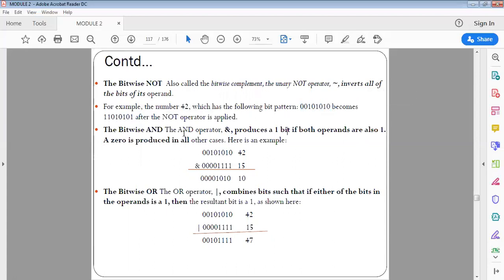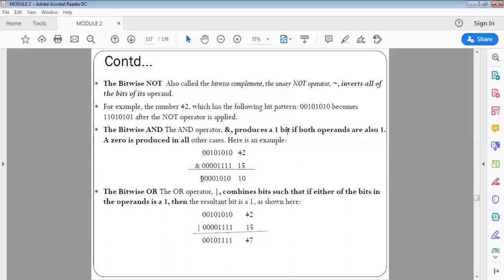So come to bitwise AND. Bitwise AND is what you have seen in the earlier operations. It produces a bit 1 only if both operands are 1. So you have to perform multiplication: 0 into 1 is 0, 1 into 1 is 1, 0 into 1 is 0, 1 into 1 is 1, 0 into 0 is 0, 1 into 0 is 0, 0 into 0 is 0, 0 into 0 is 0. So this is the bitwise AND operation.